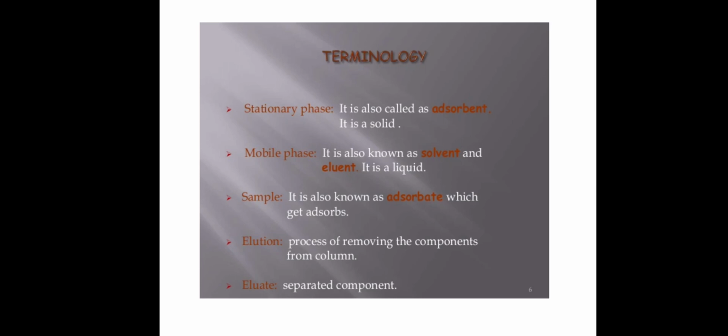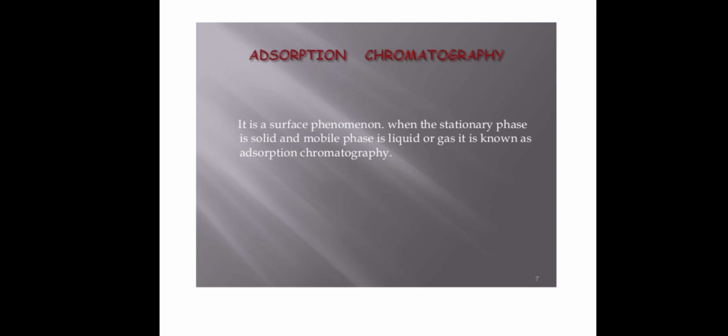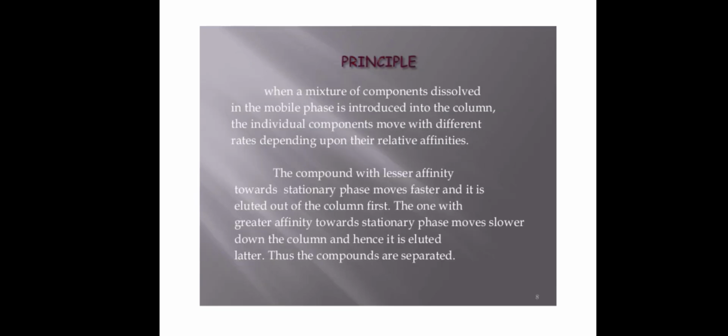Some terminologies are involved in column chromatography. Stationary phase, also called the adsorbent, is a solid. Then mobile phase is nothing but the moving phase. Then sample, also known as adsorbate, which gets adsorbed. Then elution and eluate, which we already discussed. Adsorption chromatography is a surface phenomenon. When the stationary phase is a solid and the mobile phase is a liquid or gas, it is known as adsorption chromatography.